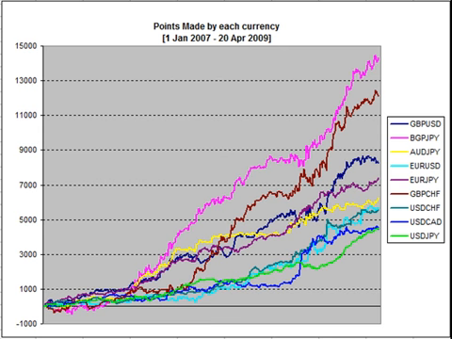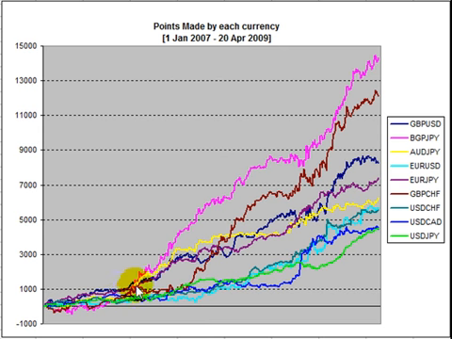Okay, back to the graph. Here we've plotted the amount of pips made by each currency against trades. Just like the other screen, this is effectively from the very first trade at the beginning of 2007 through to the very last trade in April 2009. And here you can see effectively the equity curve in points through that period.